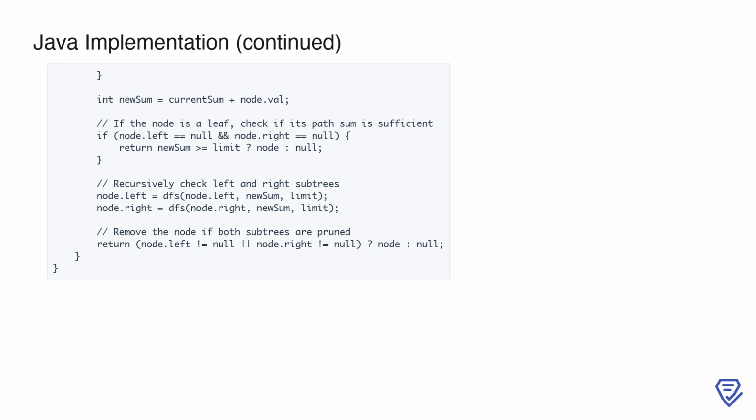After processing both subtrees, we check if the current node should remain. If either the left or right child is not null, the node is retained, otherwise, it is pruned by returning null. This ensures that only sufficient paths, where the sum meets the limit, are preserved in the tree.